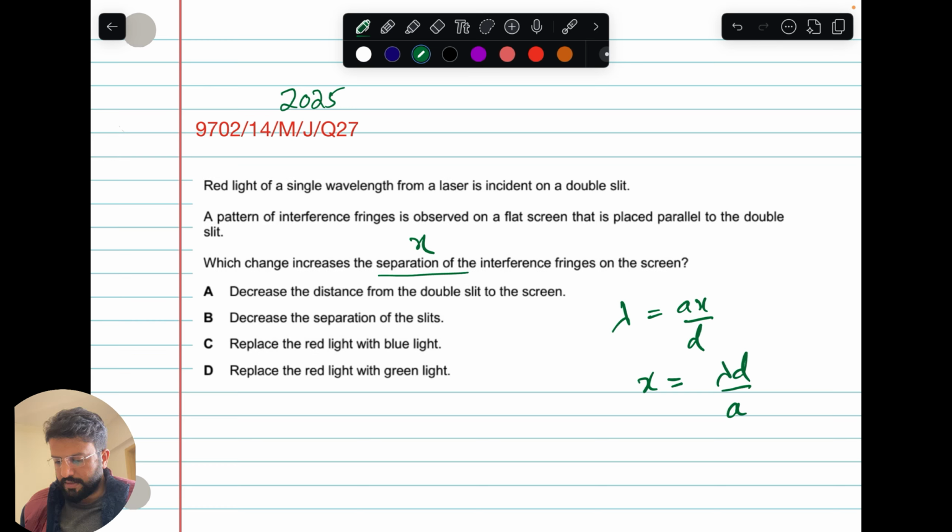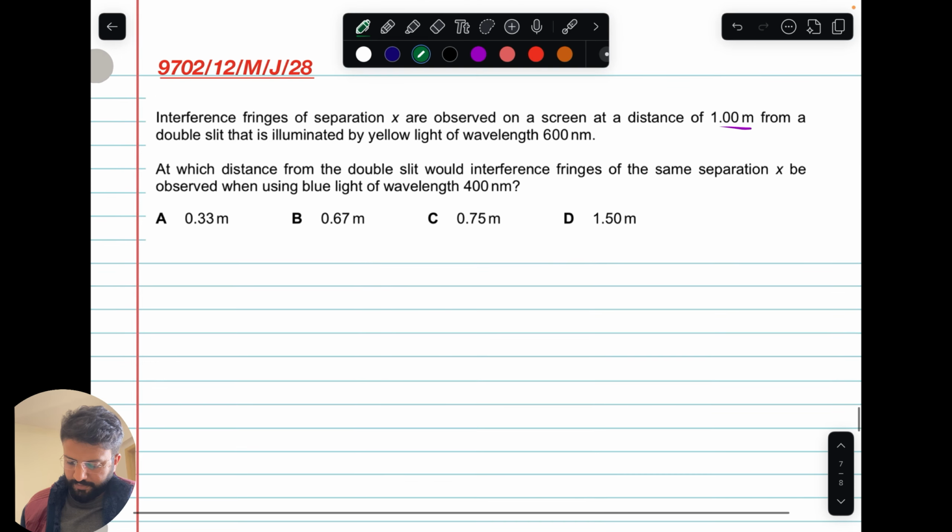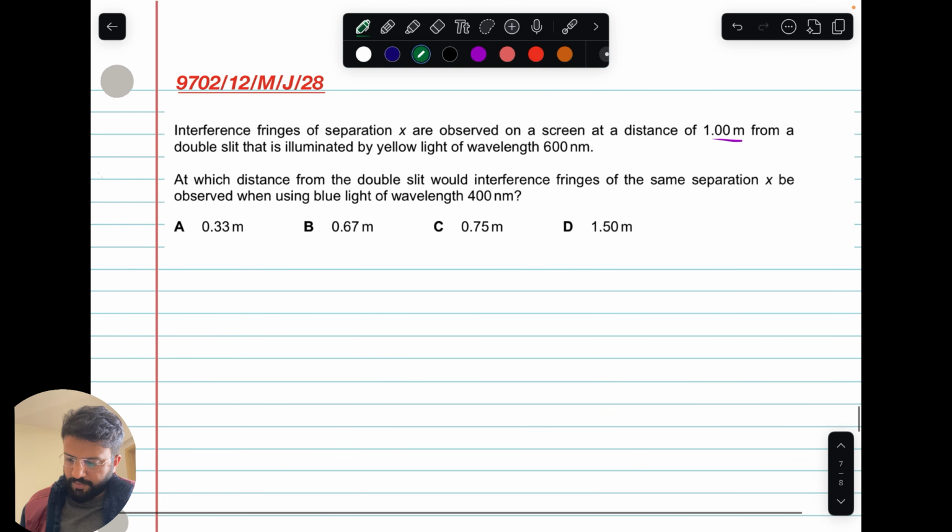Now you can see the options. Decreasing the distance from the double slit to the screen, they are talking about d. If you decrease d, what will happen? The x will also decrease, so it's not the right option. Decreasing the separation, they are talking about a. If you decrease the separation, the x will increase. Yes, this is right. Okay, let's move to the next question.